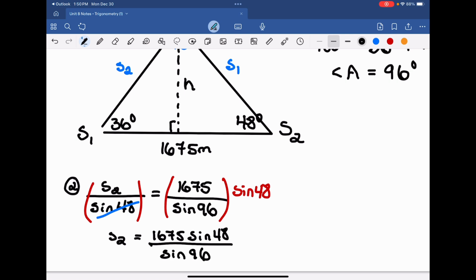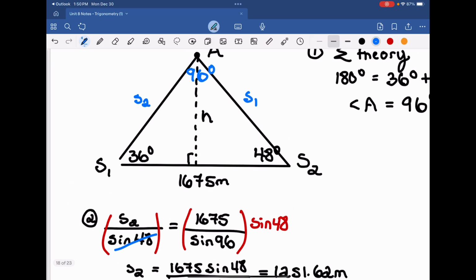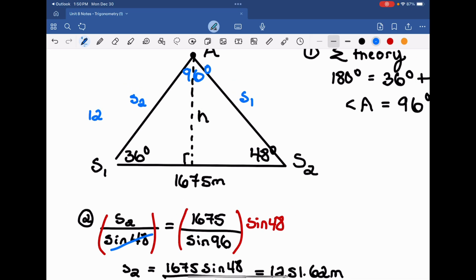Again, the reason I put that 1675 in front of the sine function is I don't want to make it look like sine 48 times 1675, because the sine and 48 are directly connected to each other. Now, this is going to give us a value, in our calculators, of 1,251.62 meters. I'm just going to hold on to a bunch of the decimals because we're not done the problem yet. It's a good recommendation to do, especially in other sciences: just hold on to some numbers here. So 1251.62, and this is in meters.